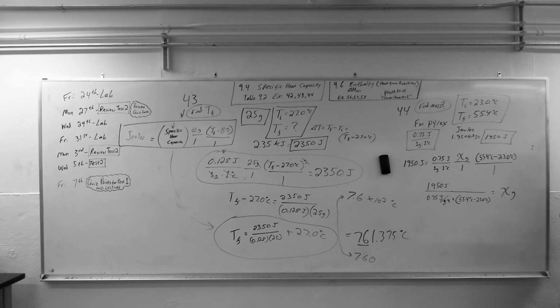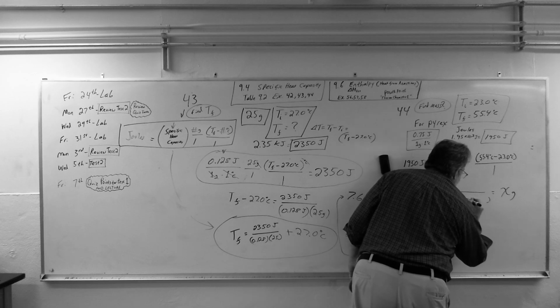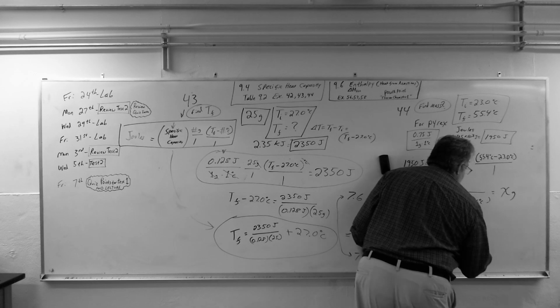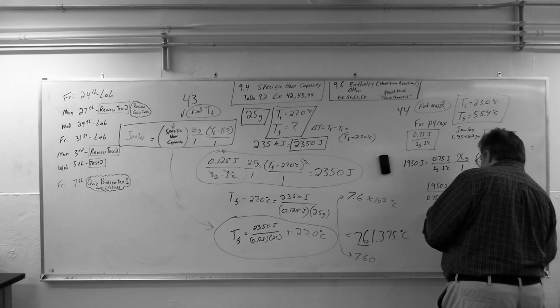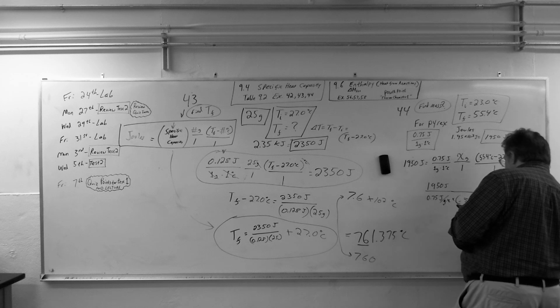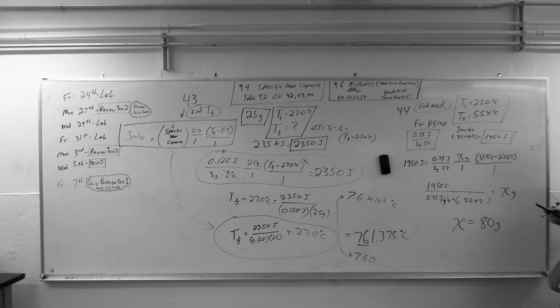55.4 minus 23.0. So this ends up being 32.4 degrees C. Now I can do that. 1950 divided by 0.75 divided by 32.4. So I'm getting X equals 80 grams. Because of two significant figures, I'm stopping here. It was 80.2 something, something, something. 80 grams.